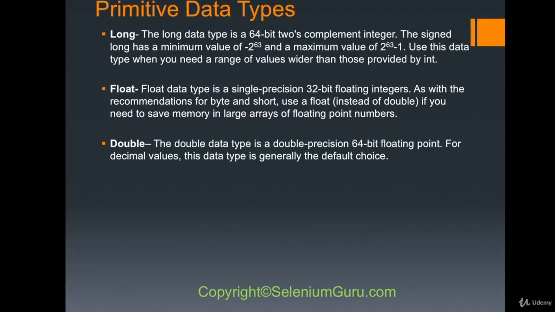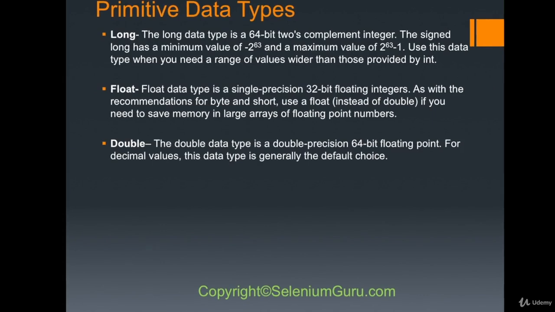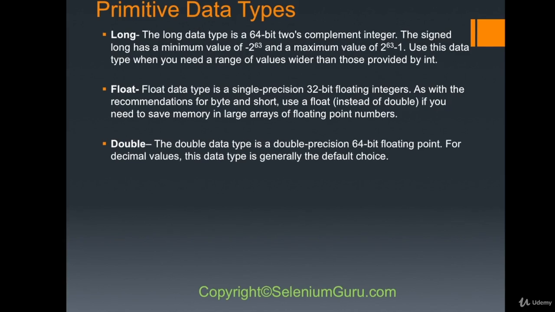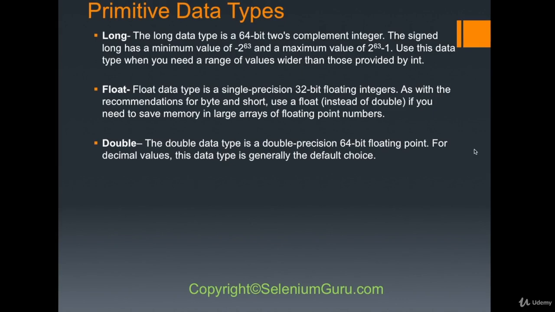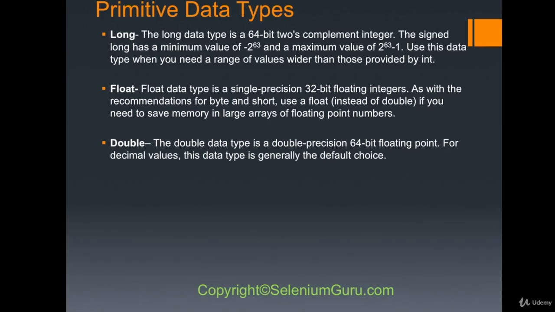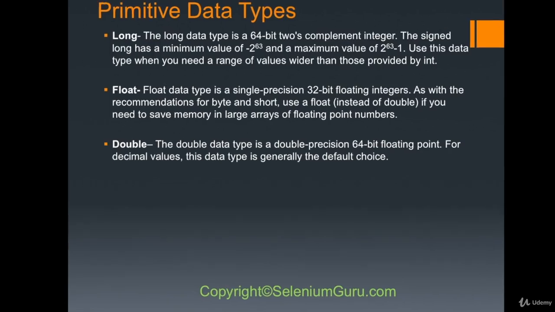The other one here, the commonly used one as well, is double. The double data type is a double precision 64-bit floating point. As you can see here, float has a single precision and this is a double precision. For decimal values, this data type is generally the default choice. So most commonly, people use double instead of float. If you're doing something like currencies, account balances, then you can see a lot of people using double instead of float.